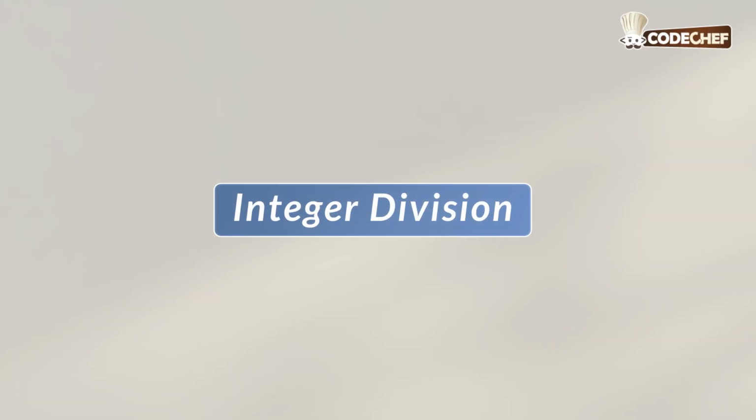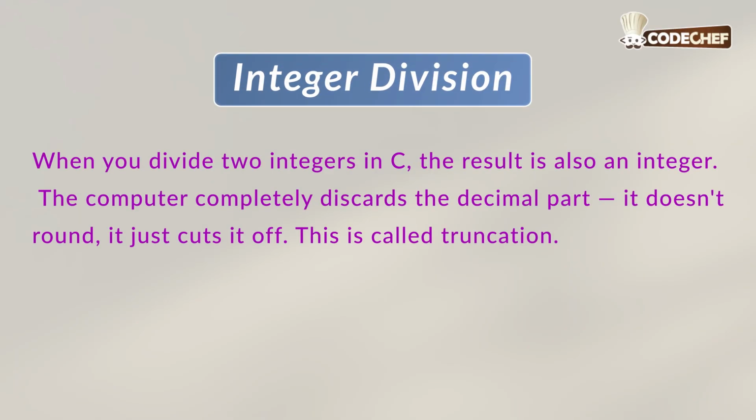Let's start with integer division. When you divide two integers in C, the result is also an integer. The computer completely discards the decimal part. It doesn't round, it just cuts it off. This is called truncation. For example, 17 divided by 4 is 4.25, but in C with integer division it's just 4. The 0.25 is discarded.